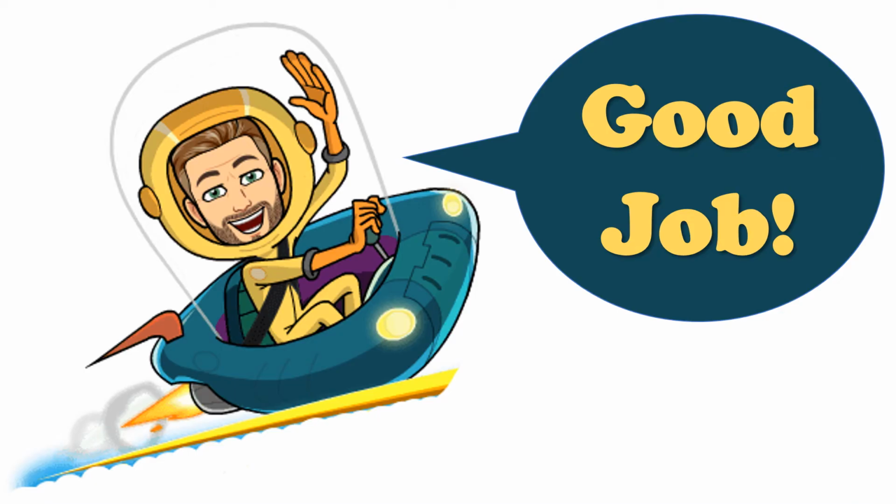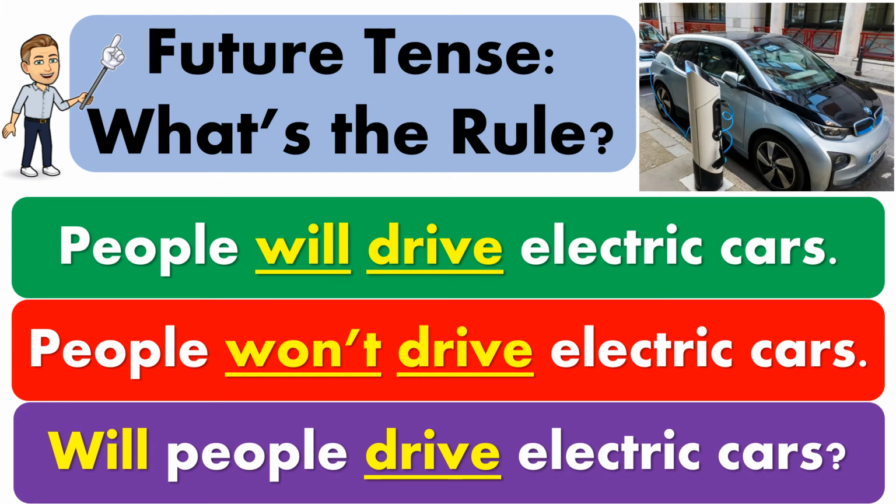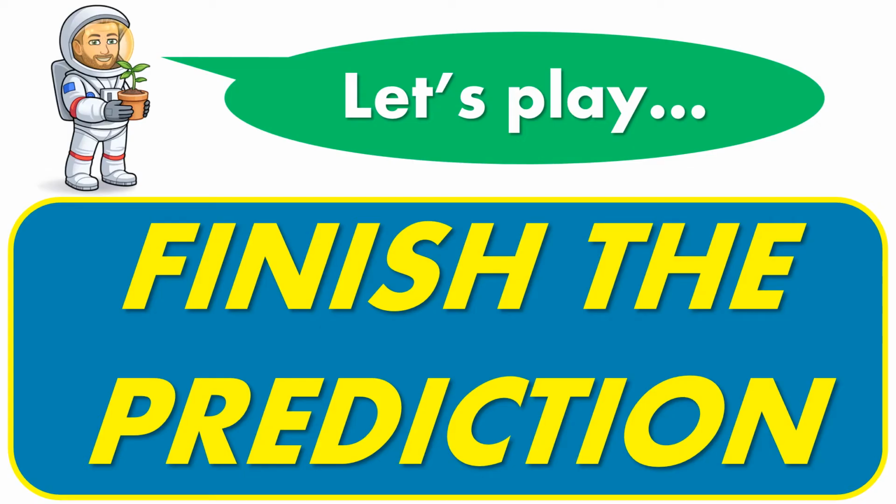All right, good job. And don't forget this rule. It's just will and the verb, or won't and the verb, or if we're starting a question, will blah blah blah and the verb. Now let's play finish the prediction. I'm going to show you a prediction this time, and I want you to finish it with the proper form of the verb. So let's take a look at the first one.